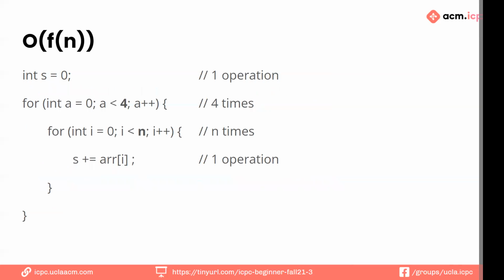function. Okay. So for this one, we're going to nest this for loop inside of another for loop that goes for 4 times, right? So can anyone tell me how many operations are in this code snippet? Any thoughts?